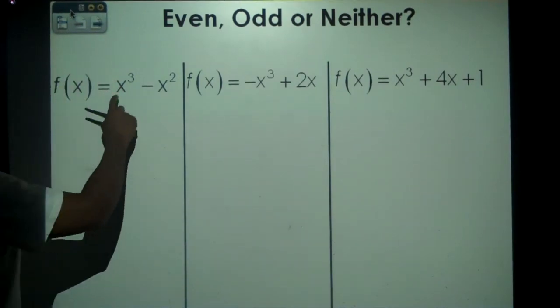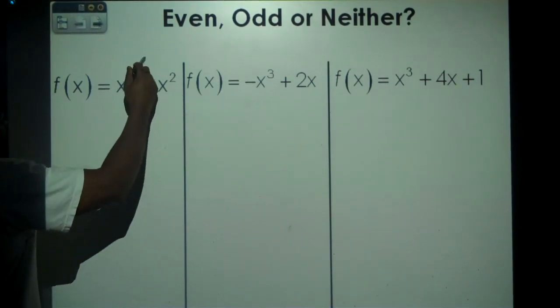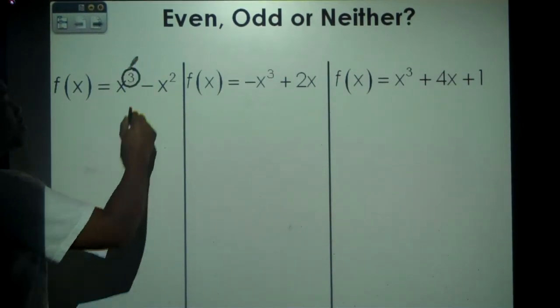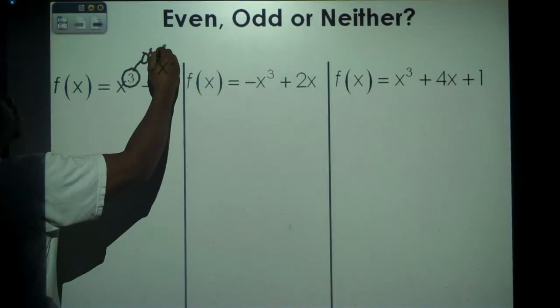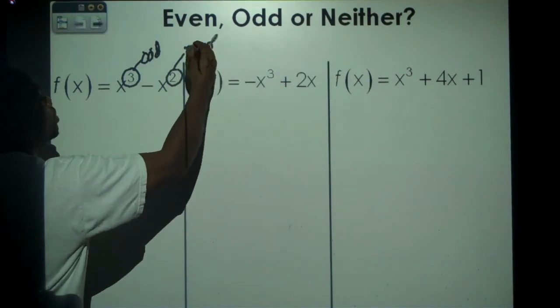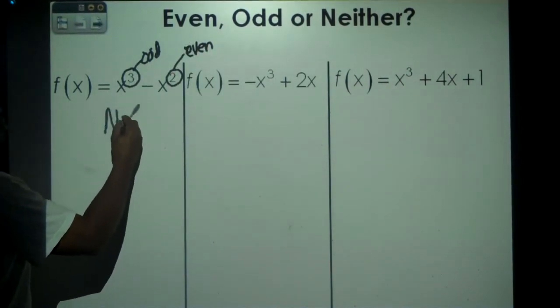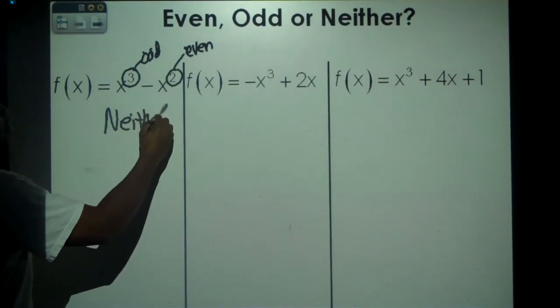Here we have x to the third minus x squared. In this situation, this exponent is an odd number, and this exponent is an even number. So because it's even and odd, that makes this one neither.